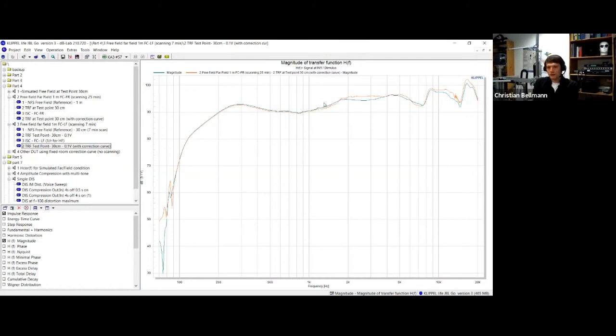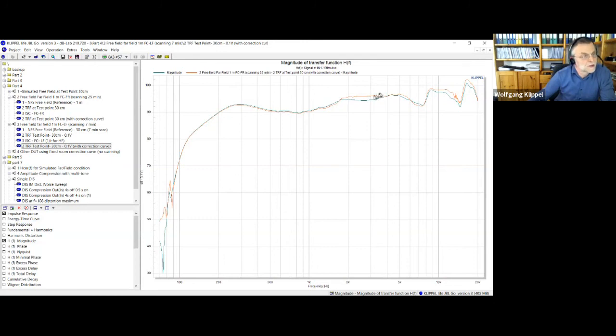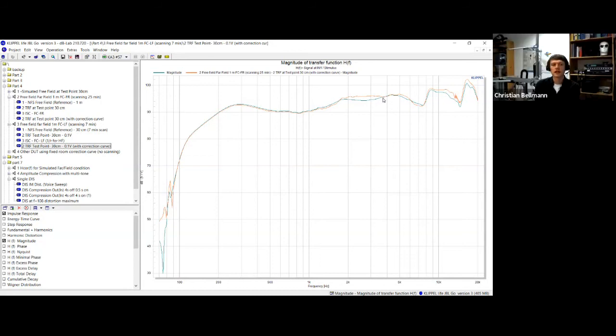If we are 100% critical, we would say, okay, 30 centimeters is a little bit too close for this loudspeaker. We have to perform such a measurement maybe at a little bit further distance. But Christian, I think here in the region of 2 and 5 kilohertz it is more the windowing effect, correct? This can be also, yeah, right.